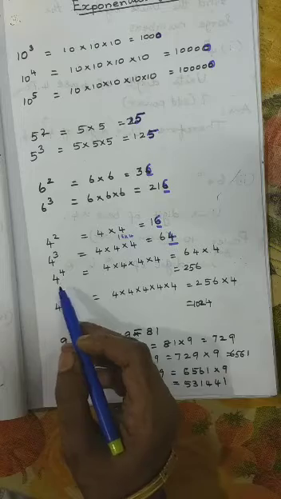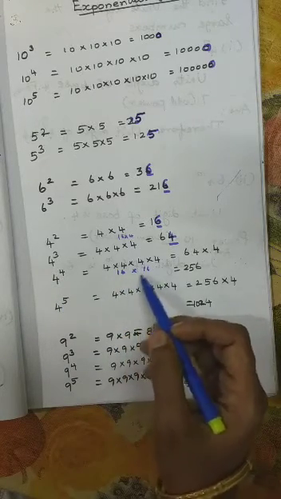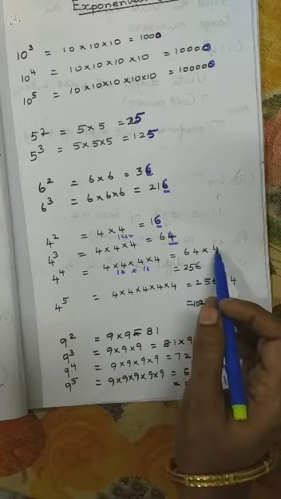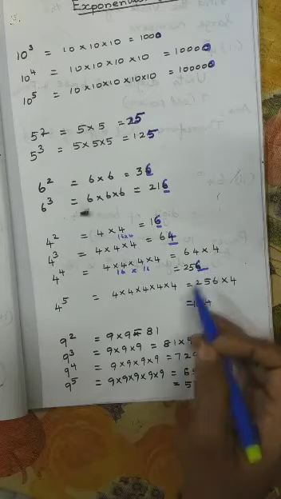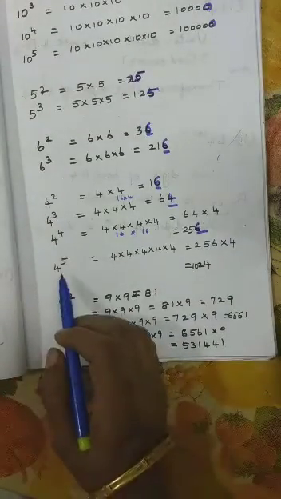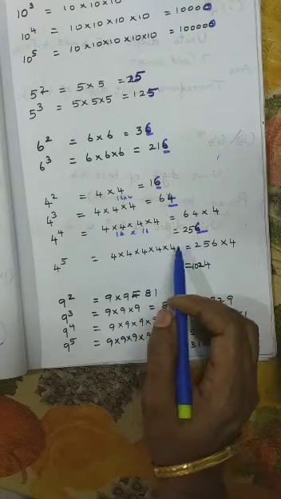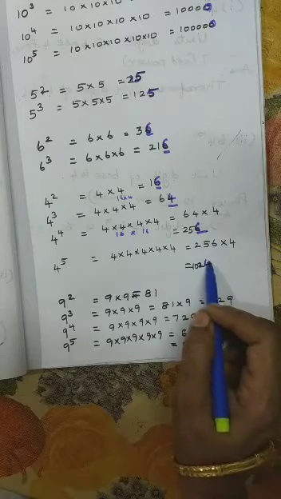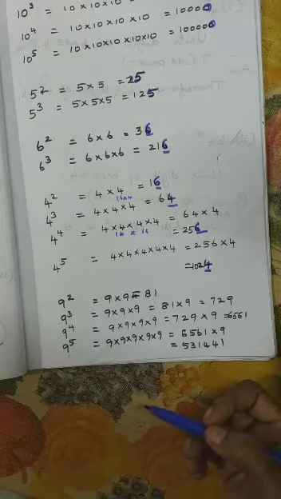Okay. See for 4 power 4. 4 4s are 16. So 16 into 16. Okay, 6 6s are 36. So again, 4 4s are 16. The units place is 6. See, the power is odd here. 4 power 5, isn't it? So 4 into 4 into 4 into 4 into 4. Then 256 into 4. 6 4s are 24, isn't it? So here also the units place is 4.